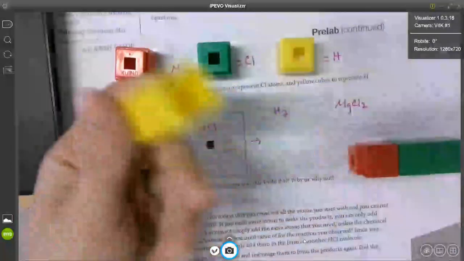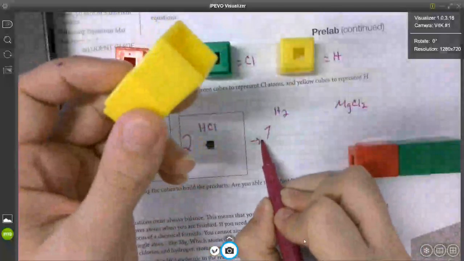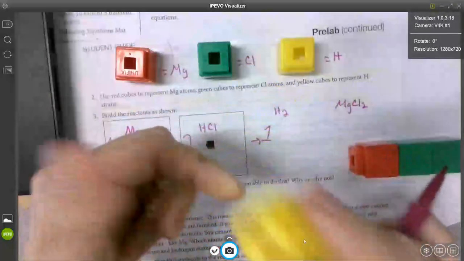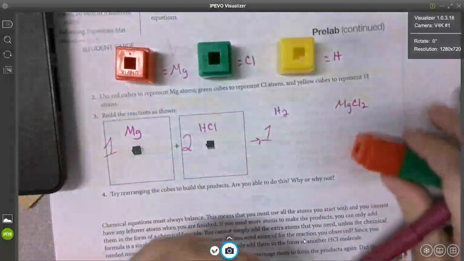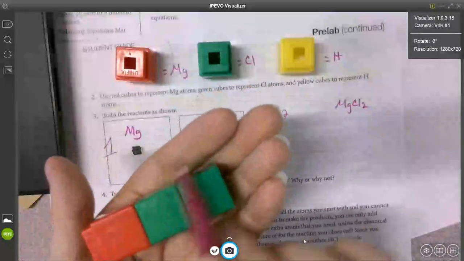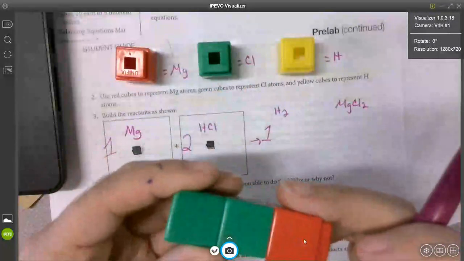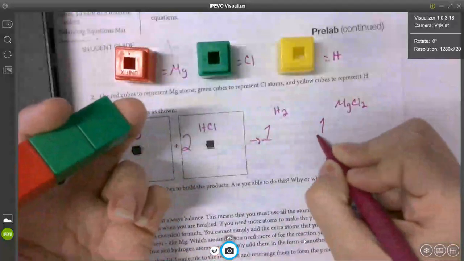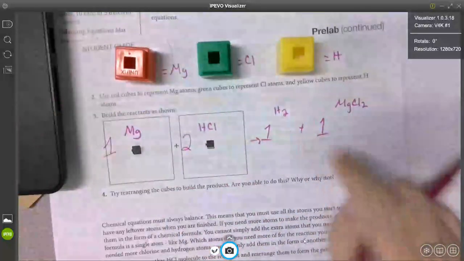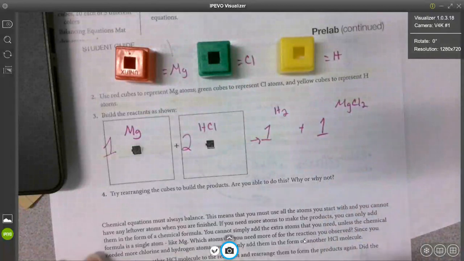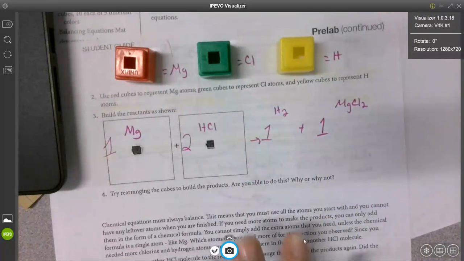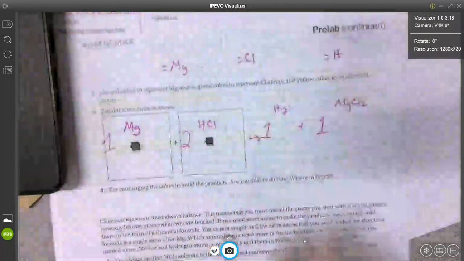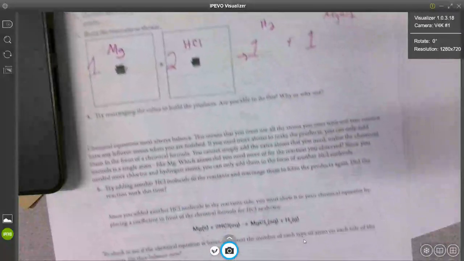I have 1 molecule of H2, so that means my coefficient will be 1. And still I have 1 molecule of MgCl2, so I'll go and put down 1 as my coefficient. And we're going to go through a couple of these together after we do the pre-lab questions.